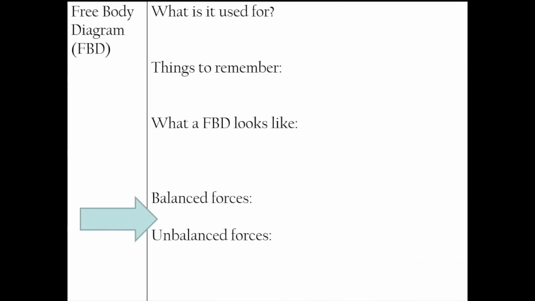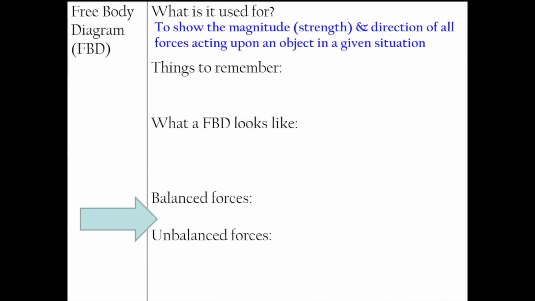Now let's talk about free body diagrams. A free body diagram is just a way to show magnitude. And by magnitude, we're just talking about the strength or the size of our force. And it also helps us show the direction of all those forces acting on an object in any given situation. So we're going to go ahead and show what that looks like in a sec, but just make sure that you remember that our free body diagram is used to show the forces acting on an object. Very, very important things to remember here.